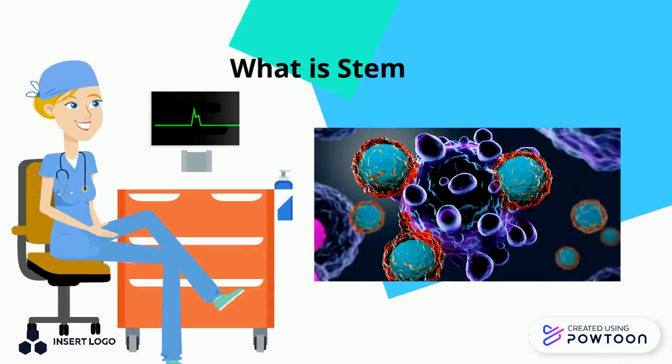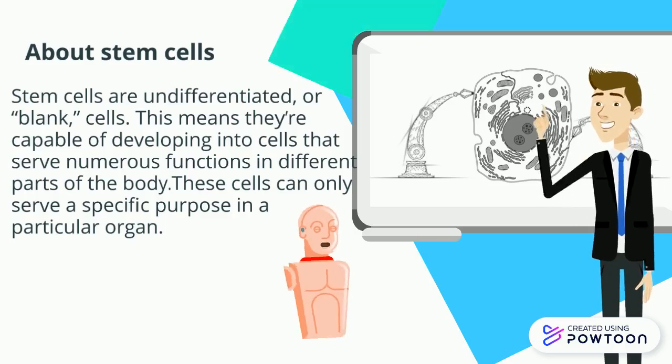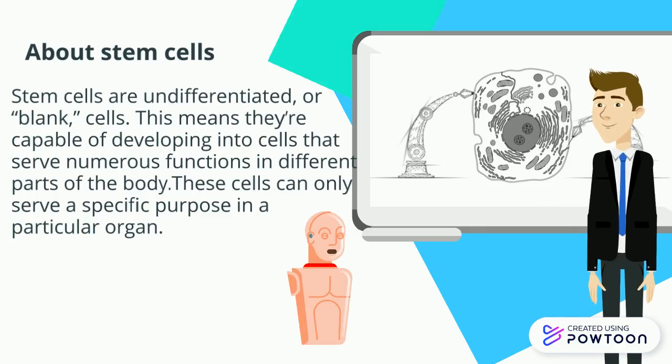What is stem cell research? About stem cells. Stem cells are undifferentiated or blank cells. This means they're capable of developing into cells that serve numerous functions in different parts of the body. These cells can only serve a specific purpose in a particular organ.